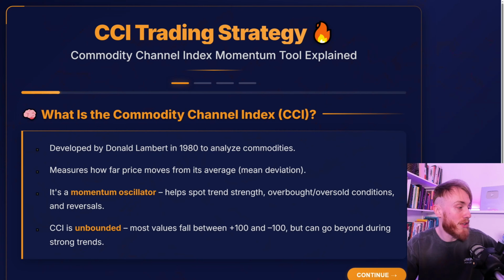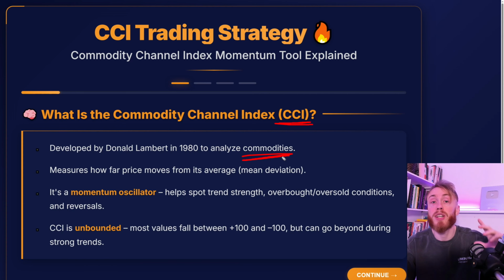But what is very important to notice right away is that the CCI indicator can be used for commodities, but it can also be used for stocks, cryptocurrency, forex. So you can use this indicator for pretty much all asset types. And this is very important because I know that most of you guys are not trading commodities. Most of you guys are trading either forex, stocks, or crypto. And this indicator works great for all of these.